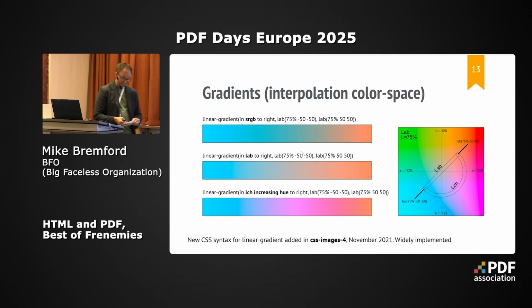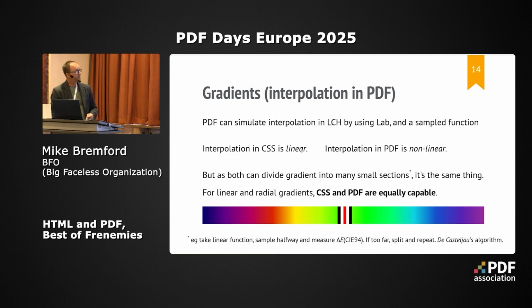Polar spaces like LCH are actually very intuitive once you start using them, and they are really useful when you have a high gamut display, as we have on our phones or laptops. So I predict we'll be seeing a lot more LCH on the web. PDF only has lab, as I mentioned. But actually, this doesn't matter.